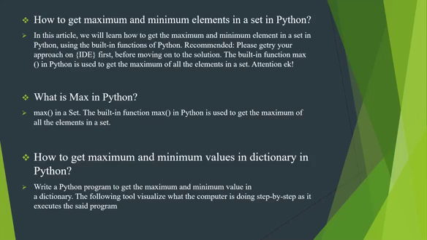How to get maximum and minimum values in a dictionary in Python. Write a Python program to get the maximum and minimum value in a dictionary. The following tools visualize what the computer is doing step by step as it executes the said program.